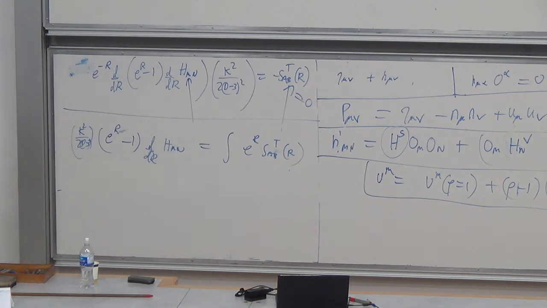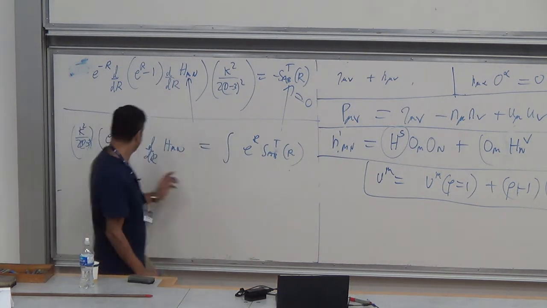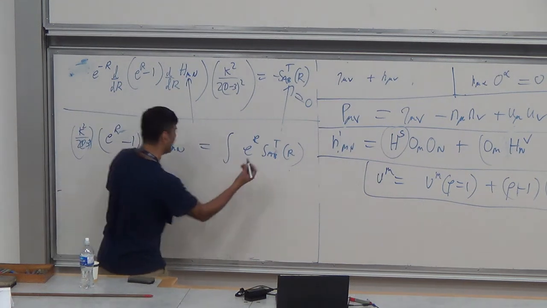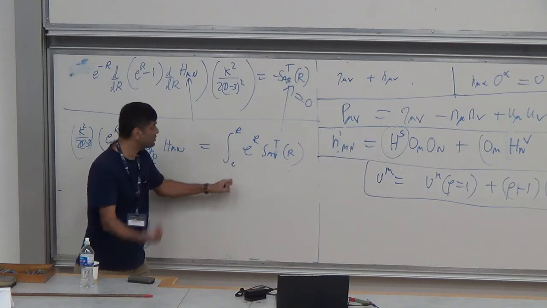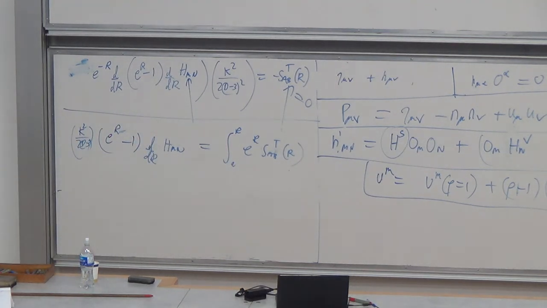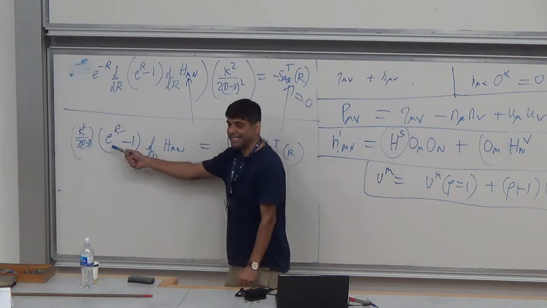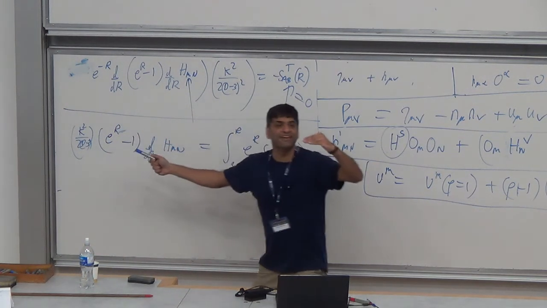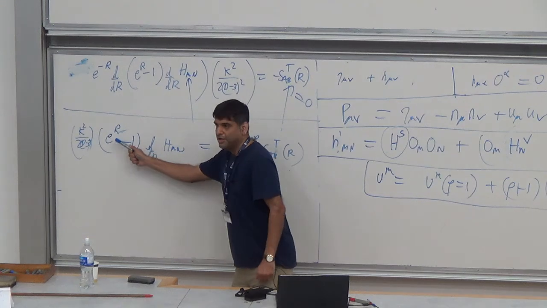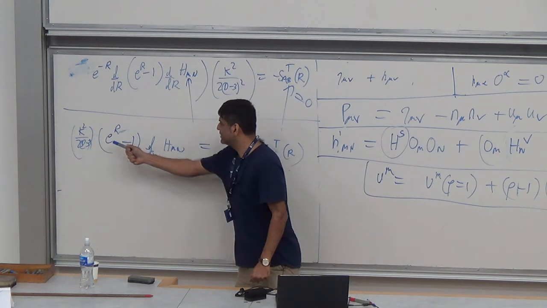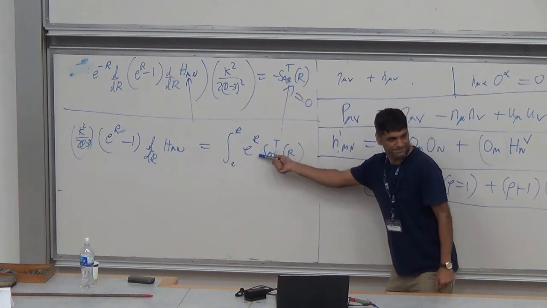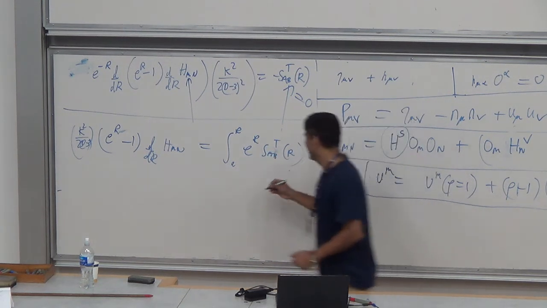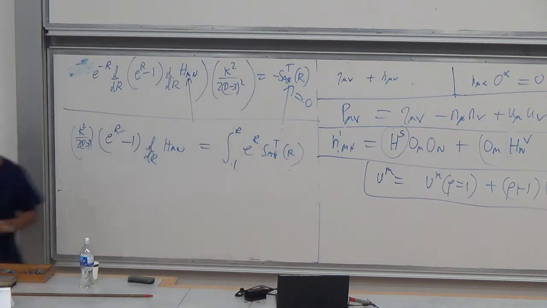Okay. Now, this integral is a bit imprecise, because this integral can be taken, let's say, from some a to r. And if I want a unique solution, I need to know what a is. Okay. But here, physics tells me what a is. If you look at the left-hand side, at r equals 0 on the event horizon, this quantity vanishes because e to the power 0 minus 1. Therefore, the right-hand side must also vanish. Okay? And that happens if I choose a to be 1.